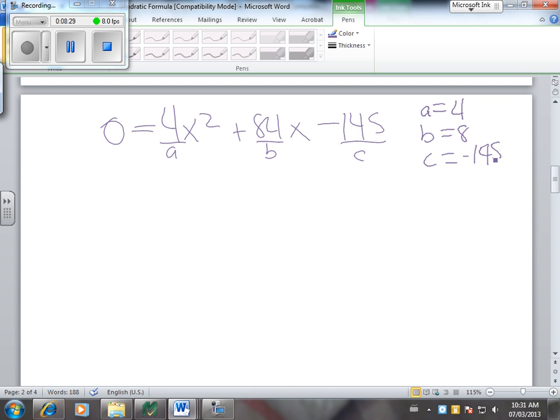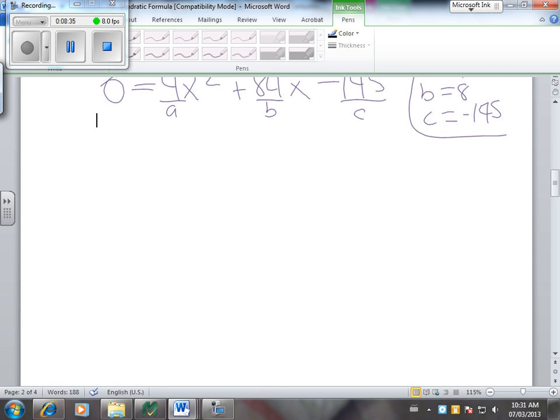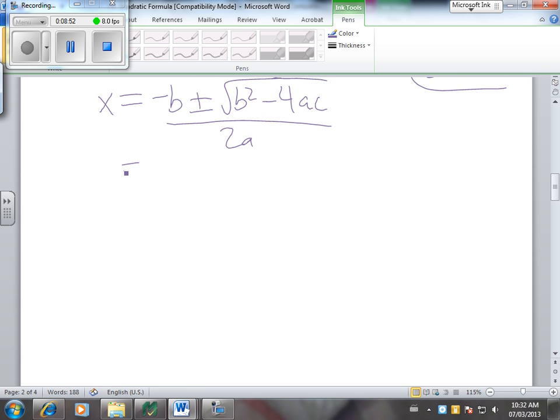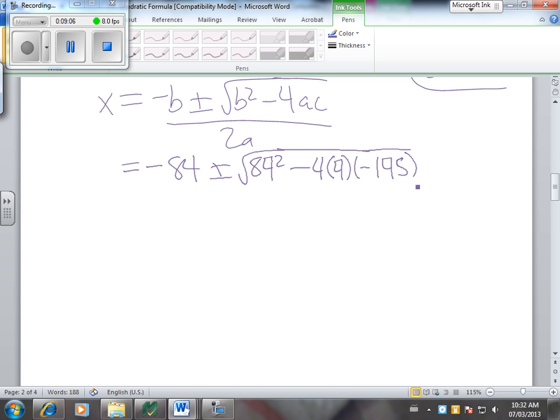And on a test or on your worksheets, I would suggest writing these three things out. Then it's really easy to just plug it into your quadratic formula. So then we just plug it into the quadratic formula. So x equals negative b plus or minus the square root of b squared minus 4ac over 2a. And then plug in your values. So equals negative 84 plus or minus the square root of 84 squared minus 4 times 4 times negative 145. Be very careful with your signs in here. All over 2 times 4.